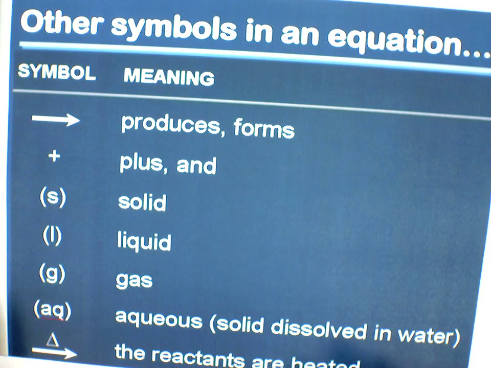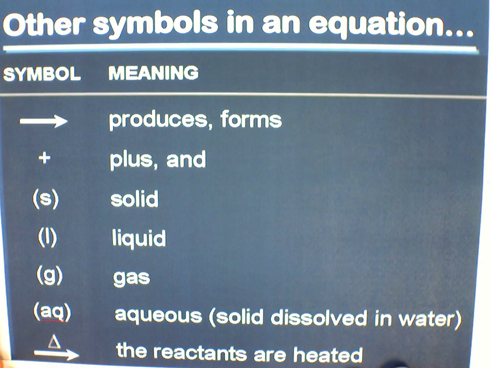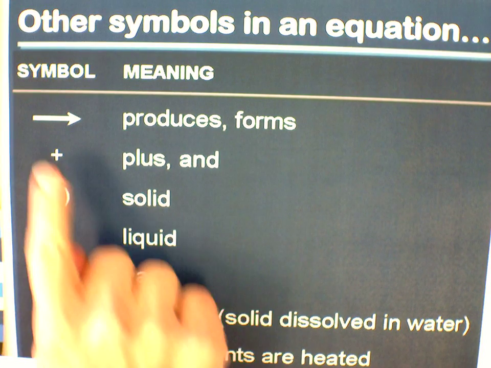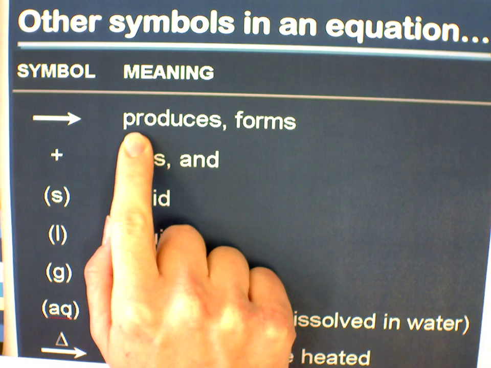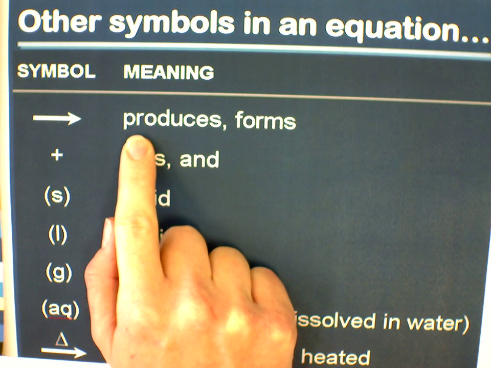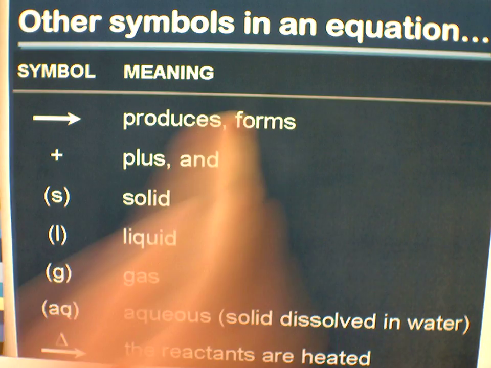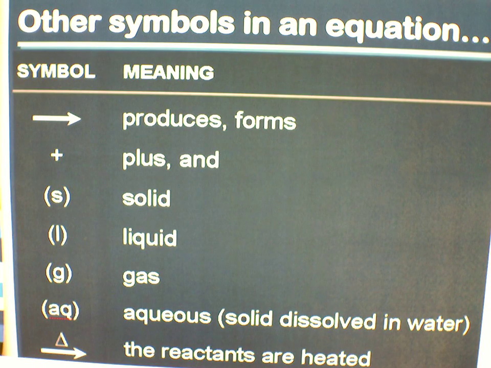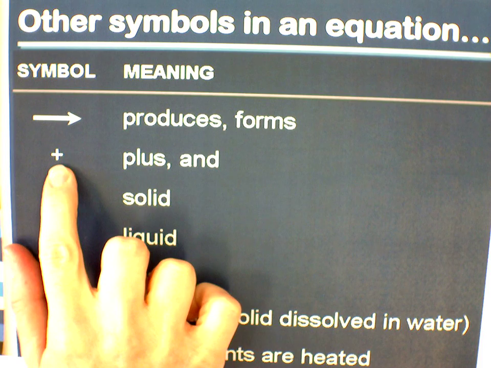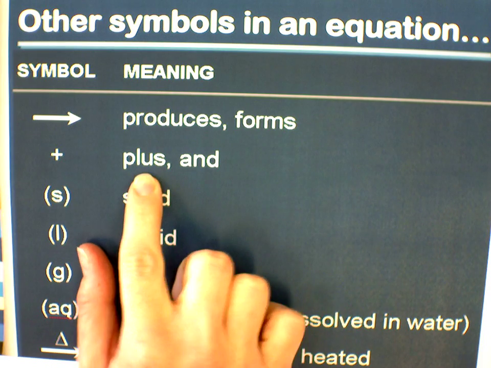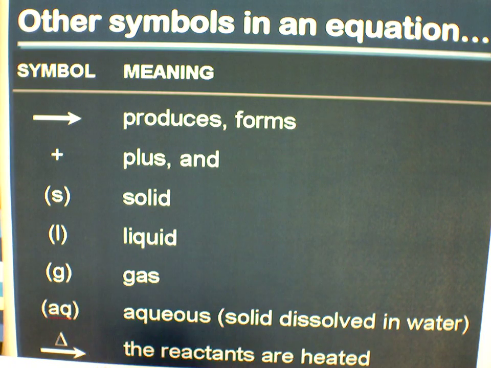All right, so some other symbols that you might see in a chemical equation. We have, obviously, the arrow. The words that we use to describe them are produces, forms, yields. Okay. The plus sign is plus, surprise, or you can call it and.